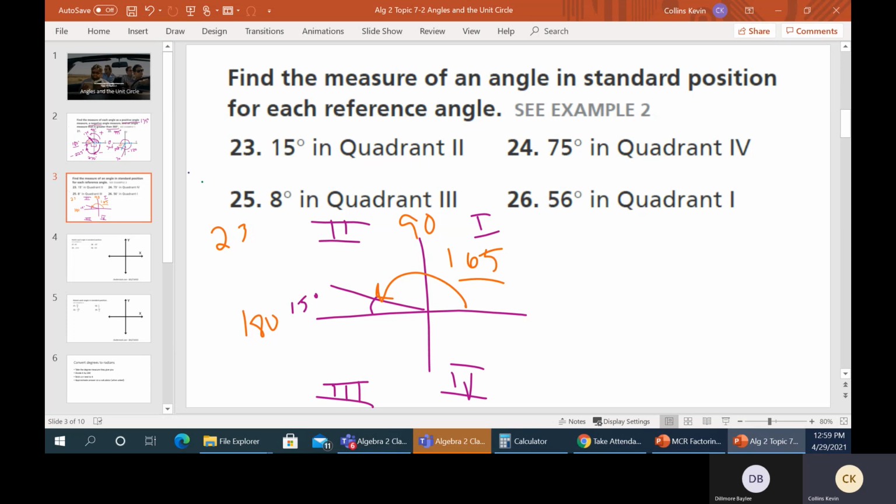So this one says 75 degrees in quadrant 4. So that'd be this guy here is 75.